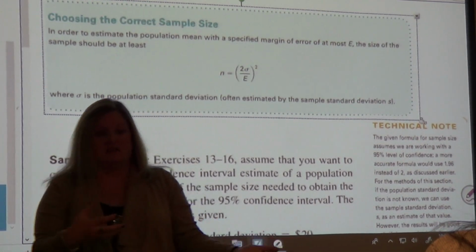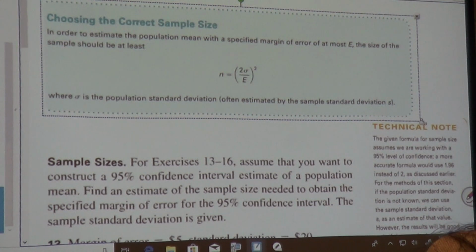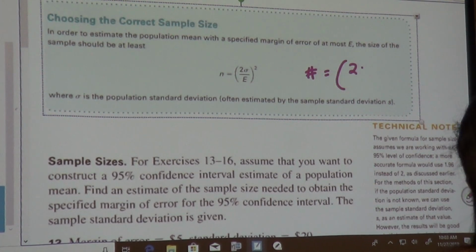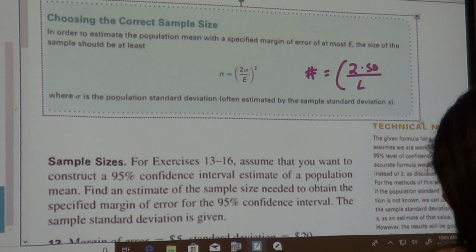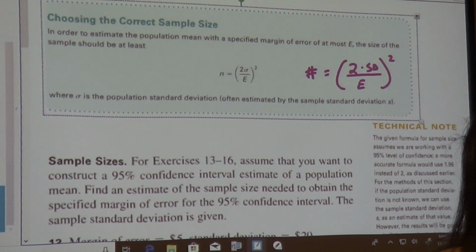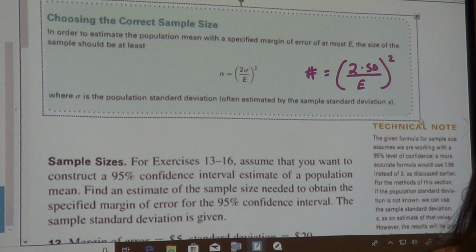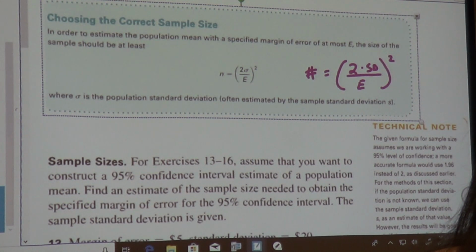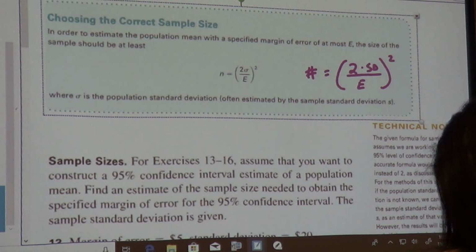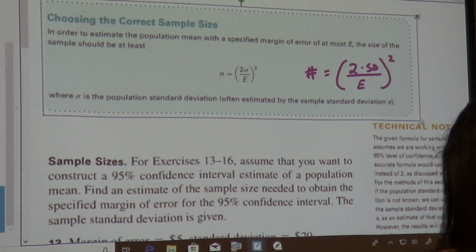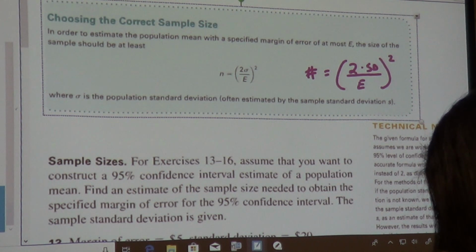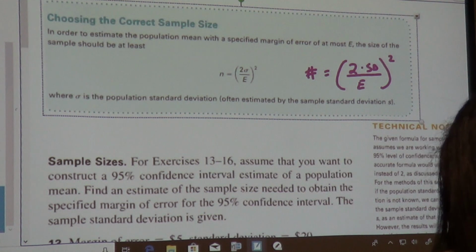So the number of people that you should ask is equal to 2 times the standard deviation divided by the error, squared. Instead of writing the symbols, I just wrote what they are. So 2 times the standard deviation divided by the error, and then square that answer. That will tell you how many people you should ask to end up with the results that you want.